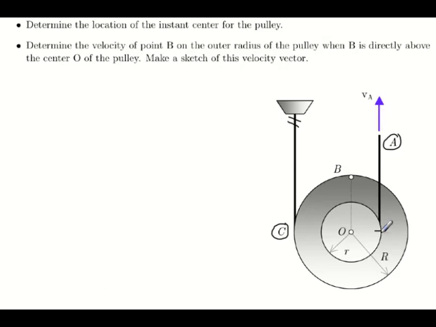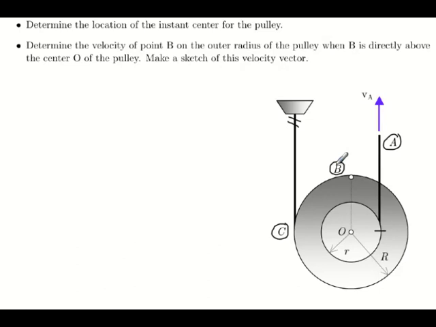And eventually what we want to do is use the instant center approach to come up with the velocity for this point B, which at this instant is directly above the center of the pulley O. So our first task here is to find the instant center, identify what the instant center is of the pulley.